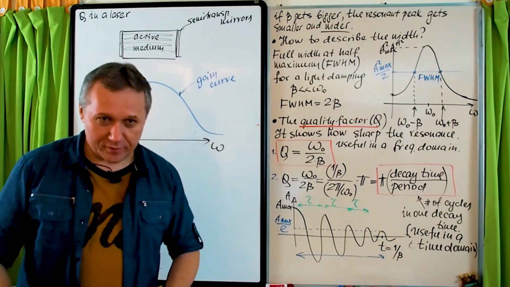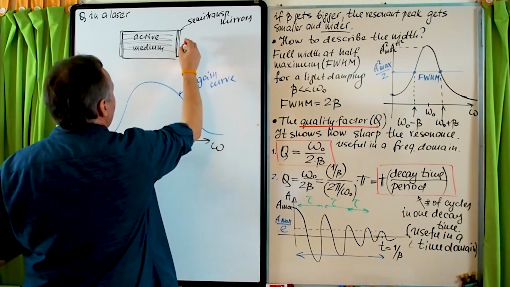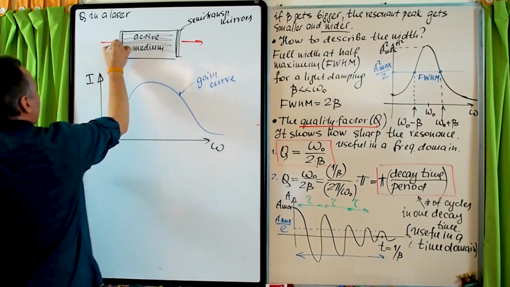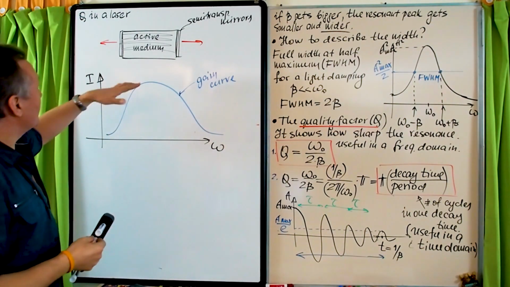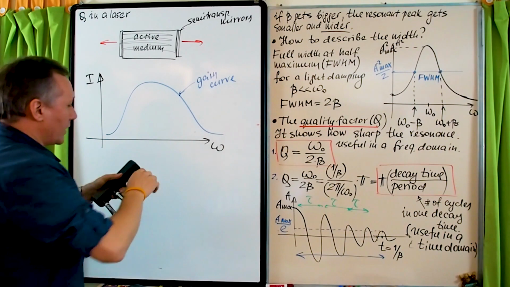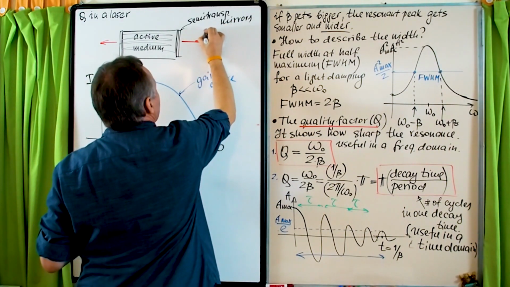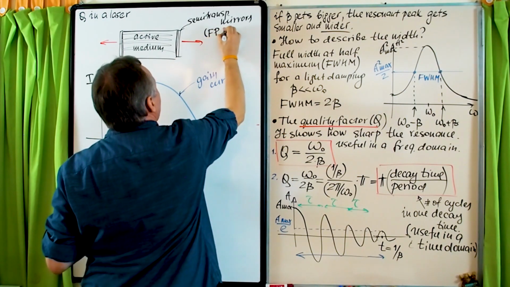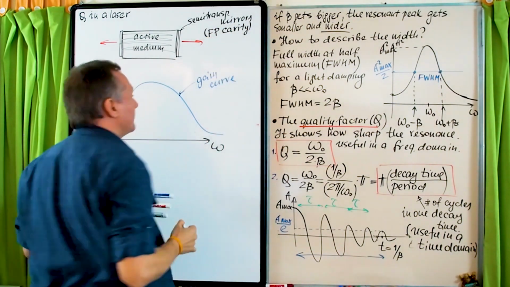Light oscillates between these two mirrors, getting larger and larger in amplitude. And of course, since they are semi-transparent, light is also getting out from this side and from that side. So semi-transparent mirrors, it's an FP cavity, called a Fabry-Perot cavity.